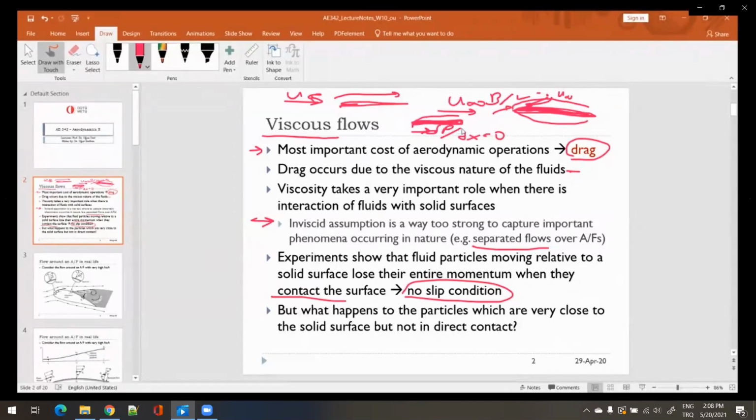But in the simplest sense, to understand the concept, we assume the flow reaches the U infinity level, meaning that the fluid particles have a velocity whose magnitude and direction are the same as U infinity.